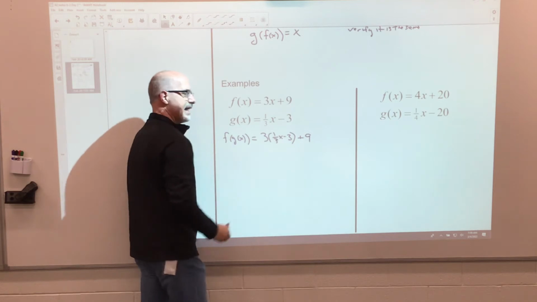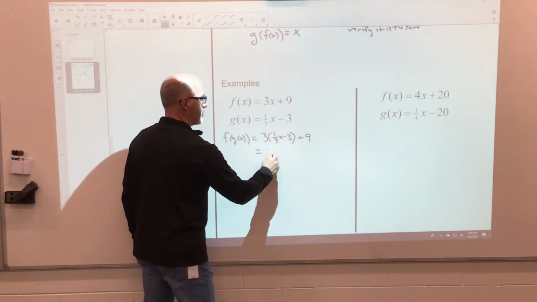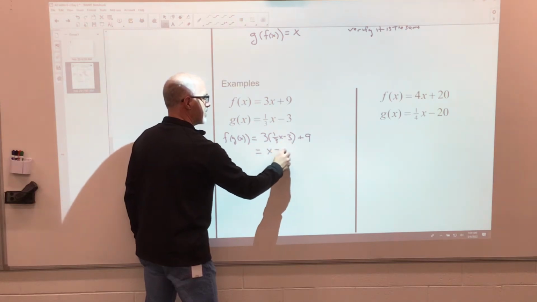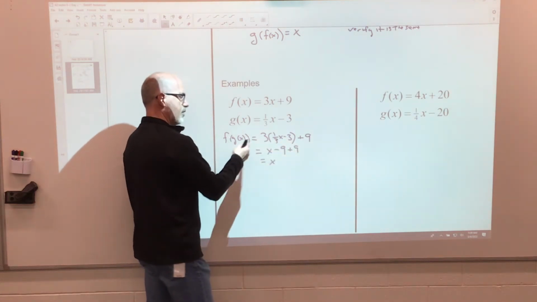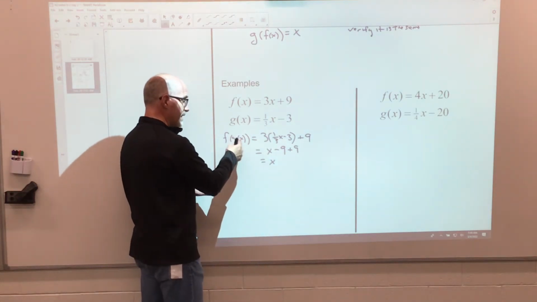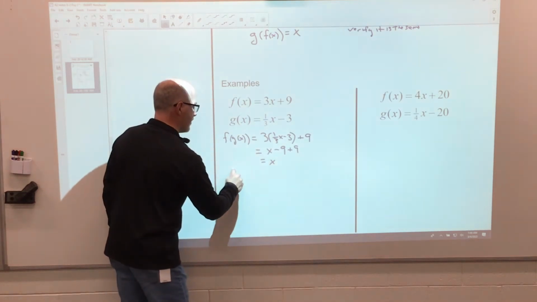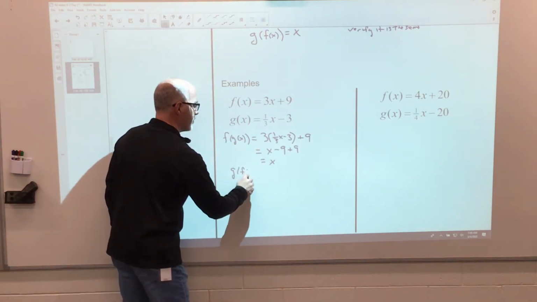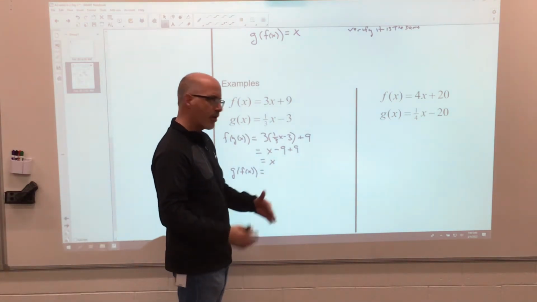Now just simplify. So you get 3 times 1/3 x is just x, 3 times -3 is -9, plus 9 equals just x. Notice the composition of functions just gives me that very inside input becomes the output at the end. Now let's do g of f of x, because you do have to do both and you have to show it. This is verification, so you gotta show your work on it.